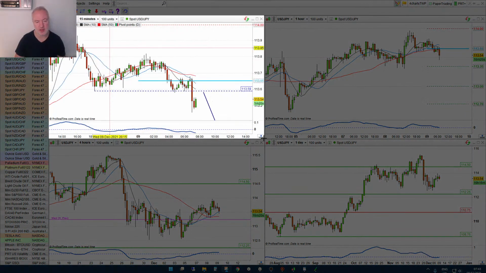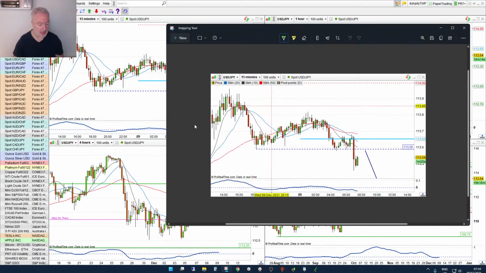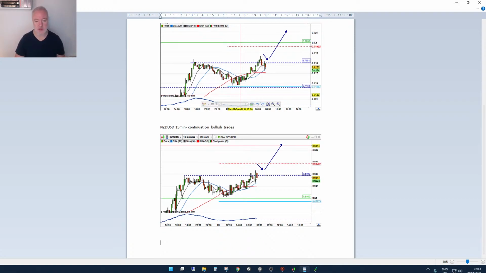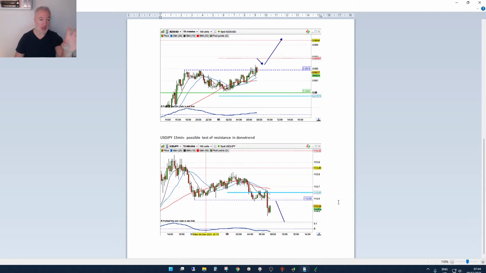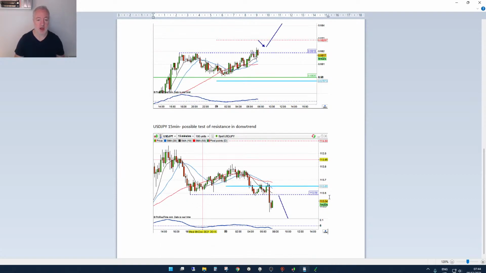Dollar yen can be very unpredictable. And I think it should always be excluded from the general dollar strength, dollar weakness thing, because sometimes you get dollar strength and dollar yen drops. So I think you just take it on its own merit. USDJPY, 15 minute, possible test of resistance in downtrend. There we go. I quite like this. I think this is pretty cool. So now I'm not just commenting on it, I kind of know what the plan is as well.